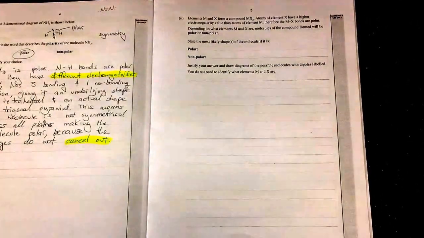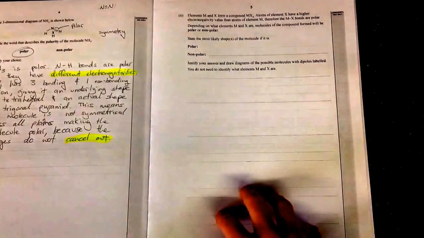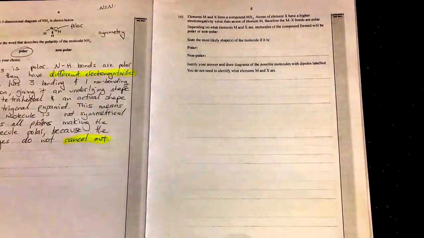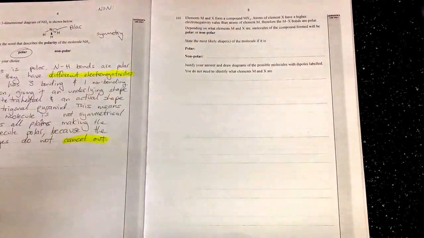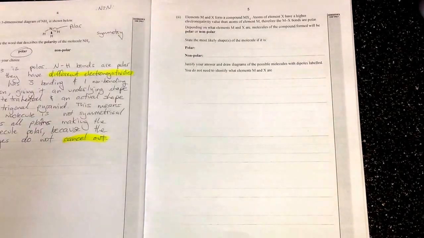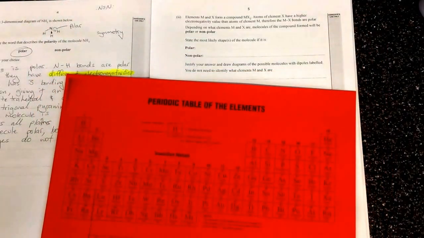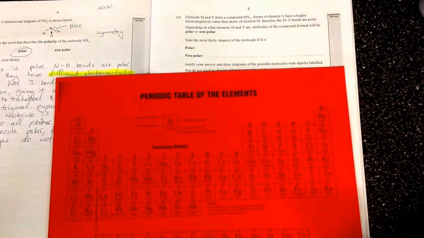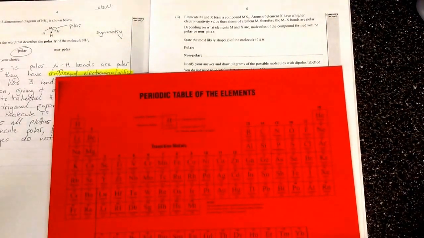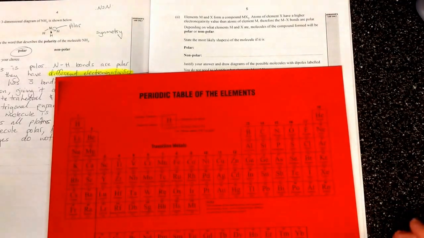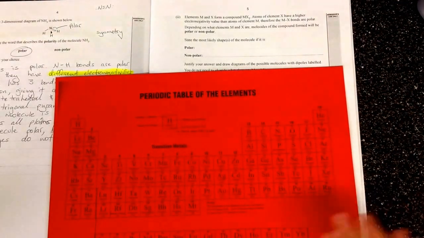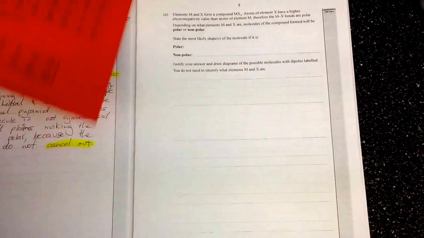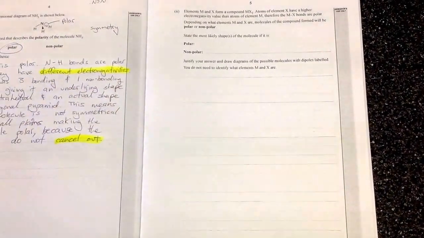This is the 2013 Structure and Bonding paper. This is question 1C part 2. So, let's go. Elements M and X, they could be anything. Don't let that put you off. Just read the whole question, and this is testing your ability to think a bit more in the abstract. So don't let that put you off.